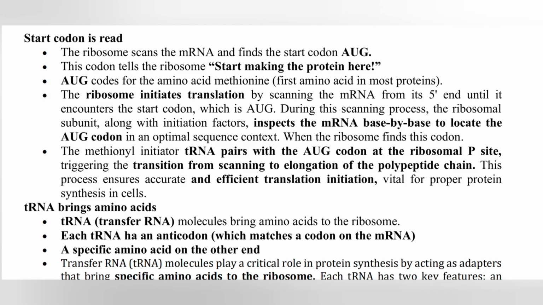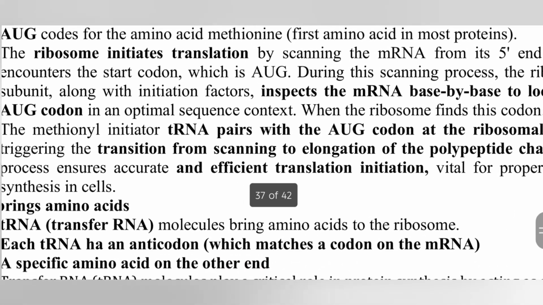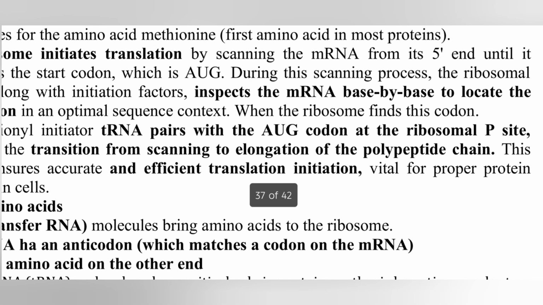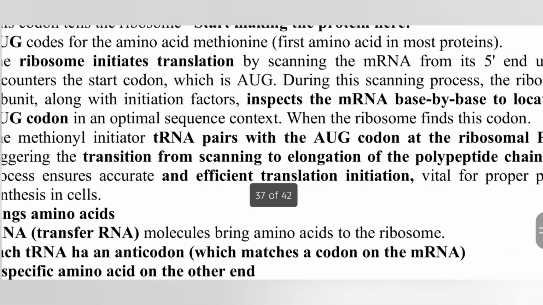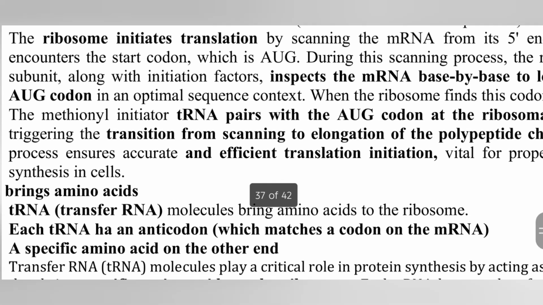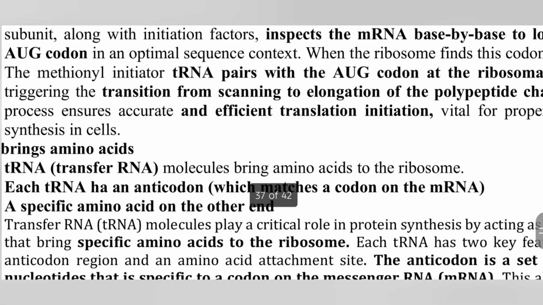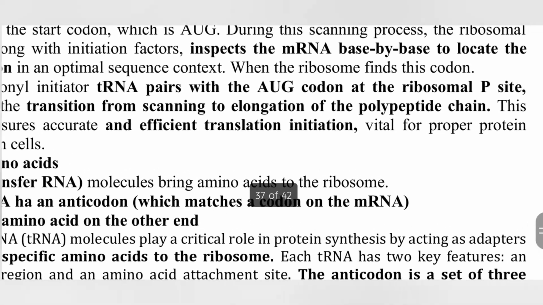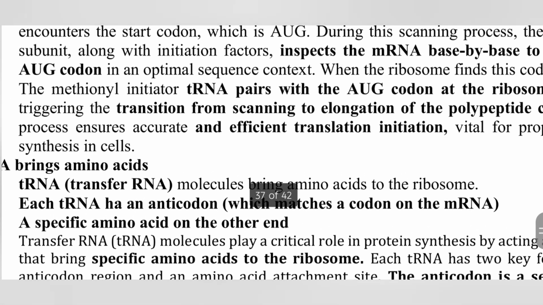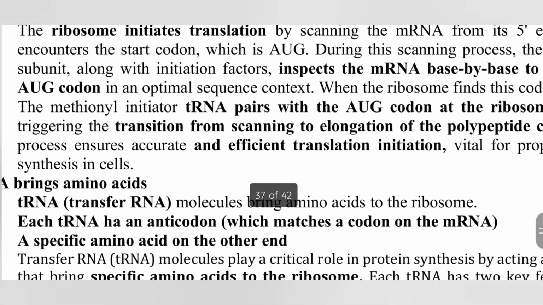The ribosome initiates translation by scanning the messenger RNA from its 5' end until it encounters a start codon, which is AUG. During this scanning process, the ribosomal subunits, along with the initiation factors, inspect the messenger RNA base by base to locate the AUG codon in an optimal sequence context. When the ribosome finds this codon, the methionine initiator tRNA pairs with the AUG codon at the ribosomal P site, triggering the transition from scanning to elongation of the polypeptide chain. This process ensures accurate and efficient translation initiation, vital for protein synthesis in cells.